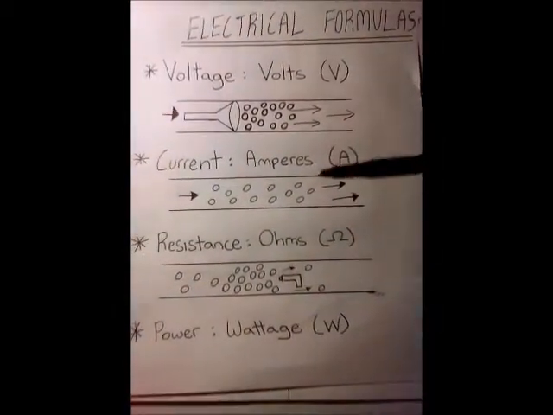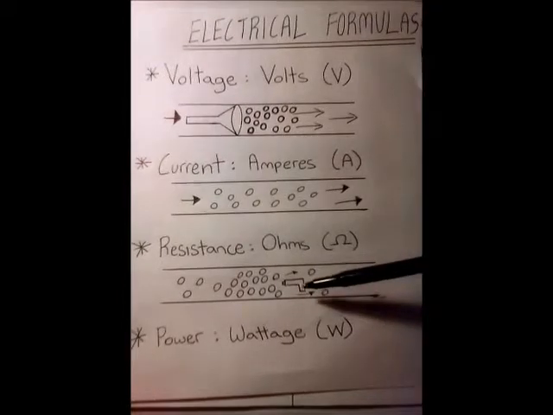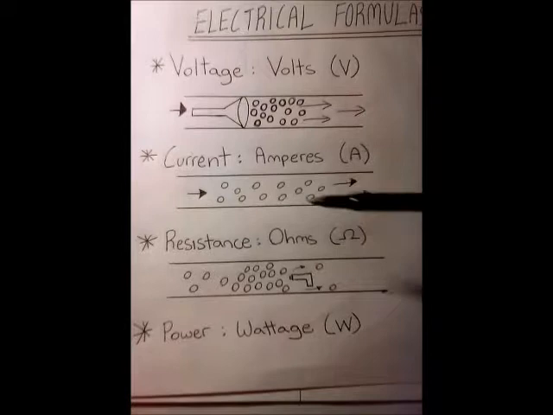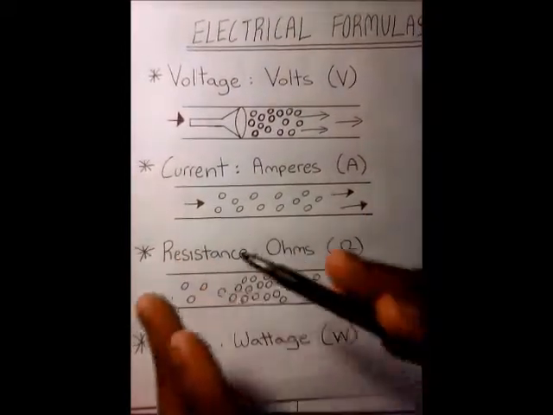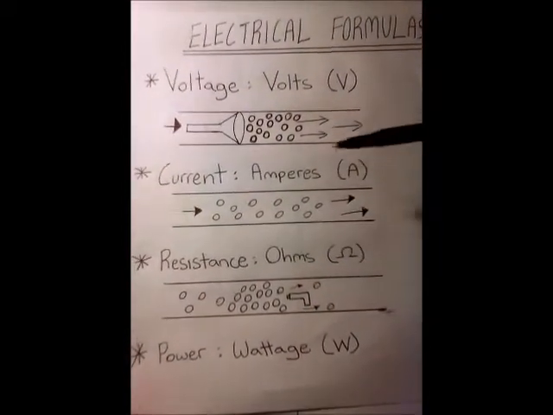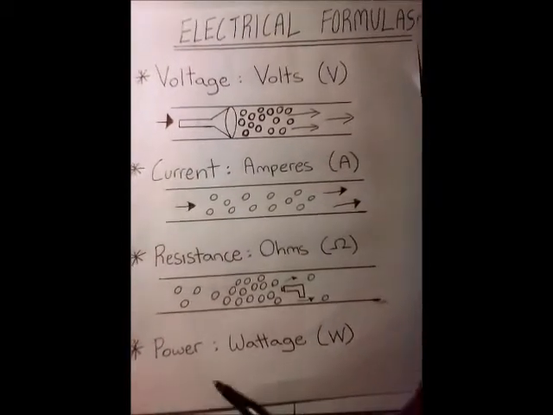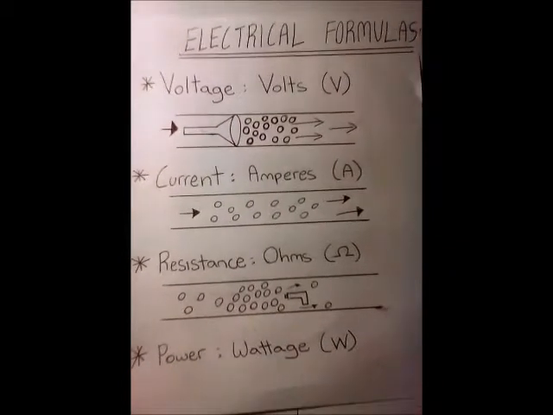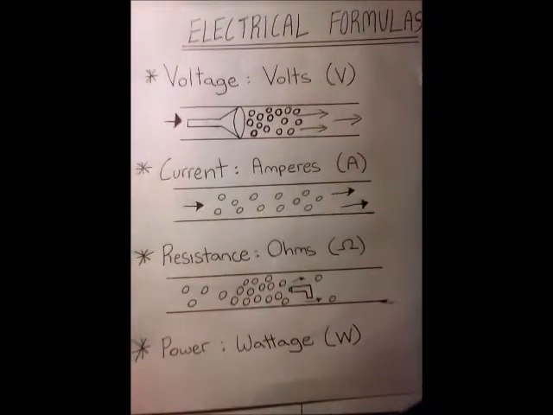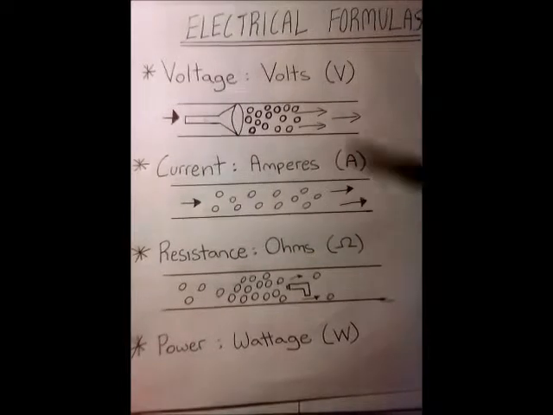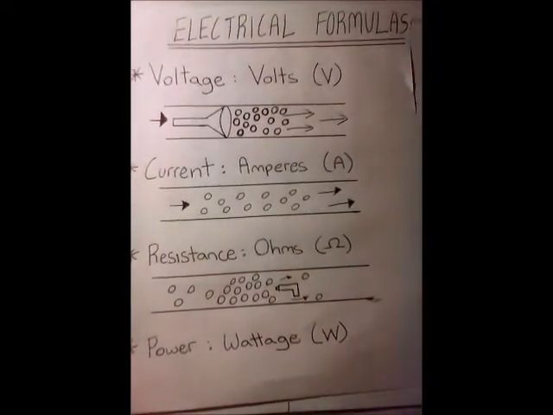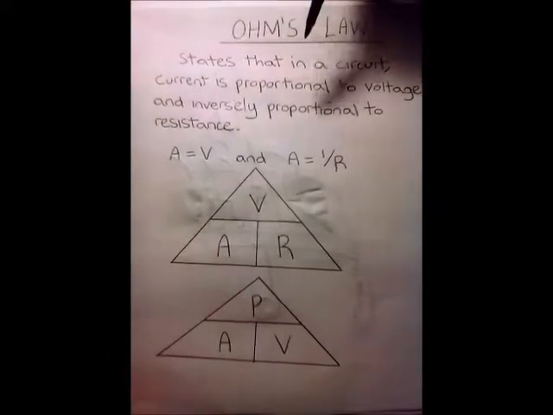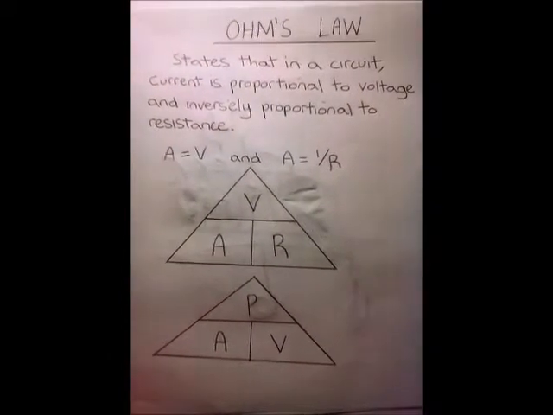Resistance, this is the force that opposes electron flow. It opposes current. It's what slows down the flow of electrons in a circuit. And then down here we have power. Power is measured in watts, or wattage. That's just the electrical energy that a component uses.